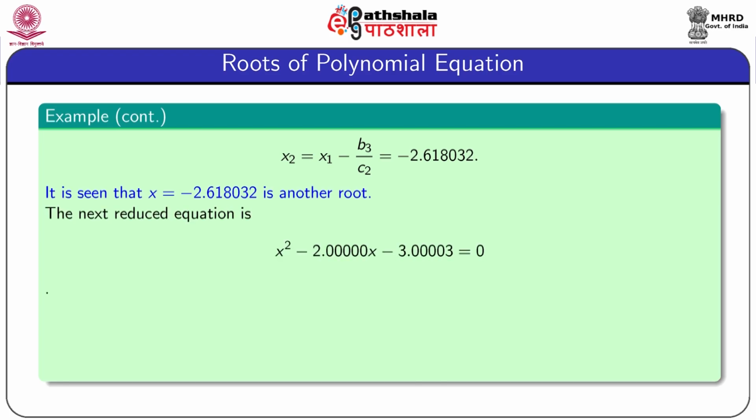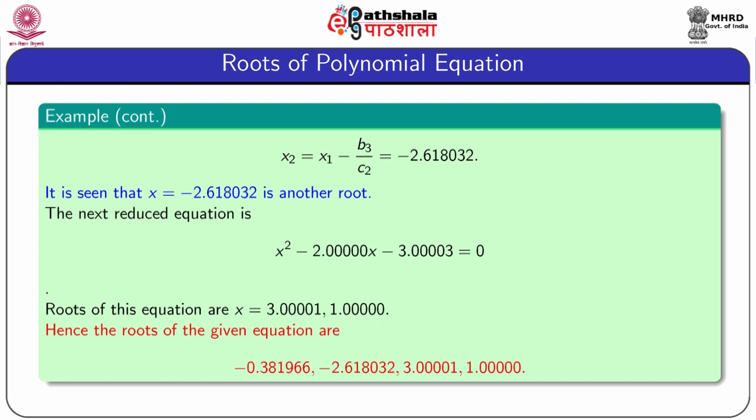And the next reduced equation is x square minus 2 into x minus 3.00003 equal to 0. Now, the roots of this equation are x equal to 3.00001 and the other root is 1. Hence the roots of the given equation are minus 0.381966, minus 2.618032, the third root is 3.00001 and the fourth root is 1.00000. The last root is nothing but 1.